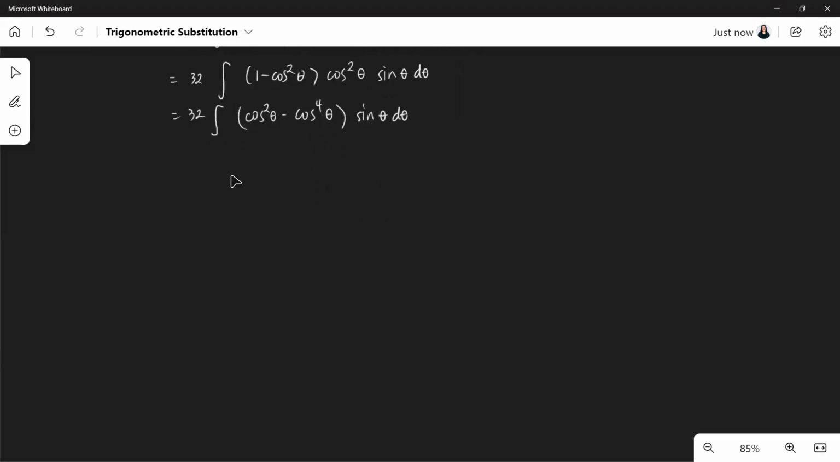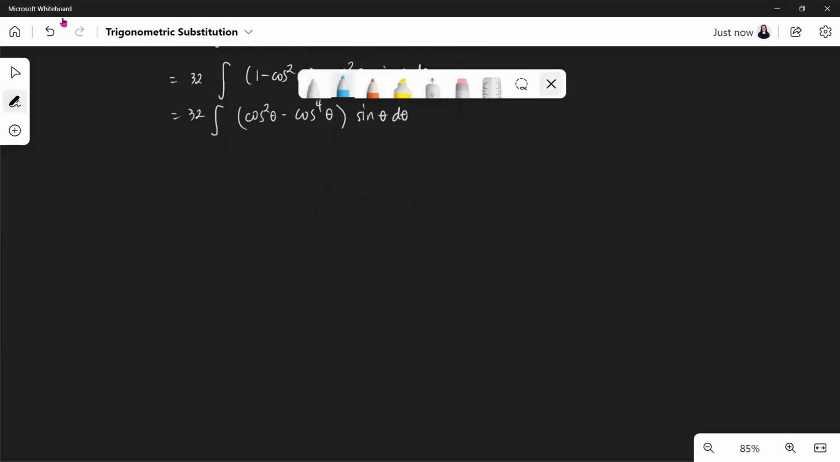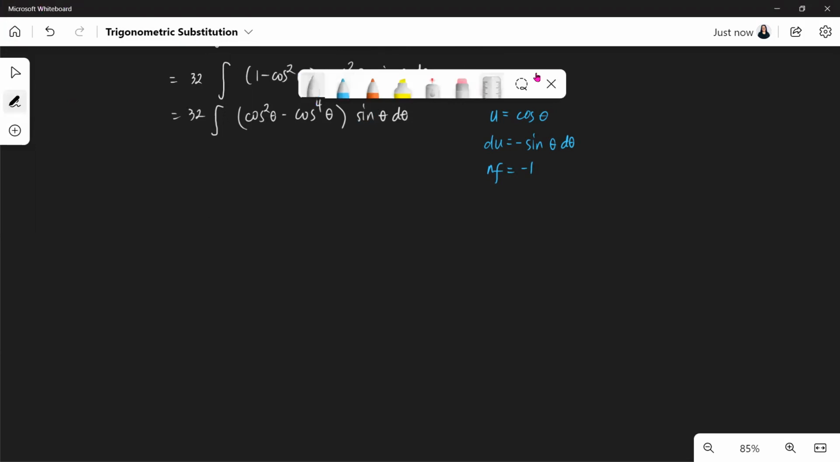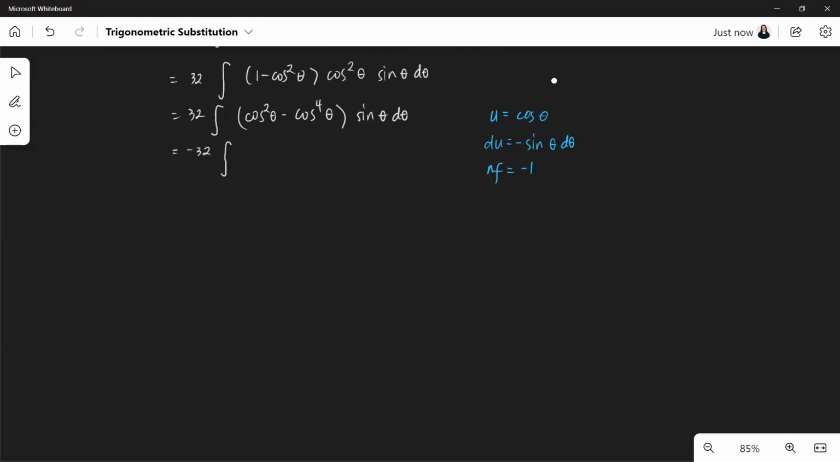So we use simple substitution. We let u be equal to cosine theta. So du is negative sine theta d theta. So we need a neutralizing factor of negative 1 because there's only sine theta d theta. So we need a negative 1. Therefore, this can now be transformed into negative 32 times the integral of u raised to the power of 2 minus u raised to the power of 4, and then the du.